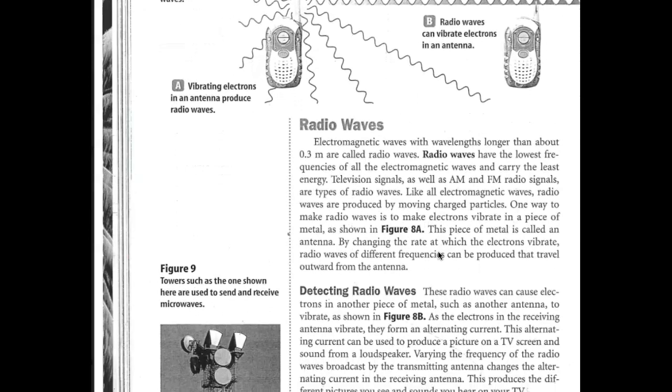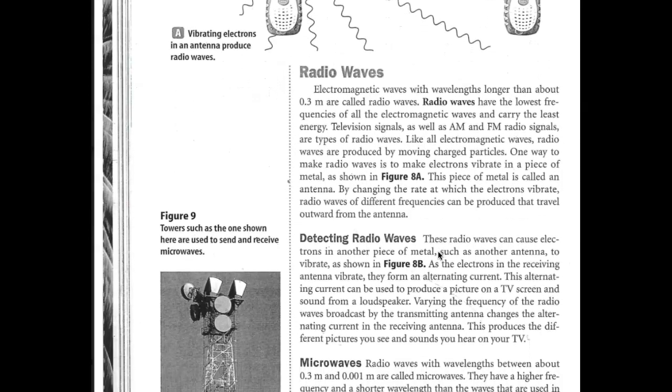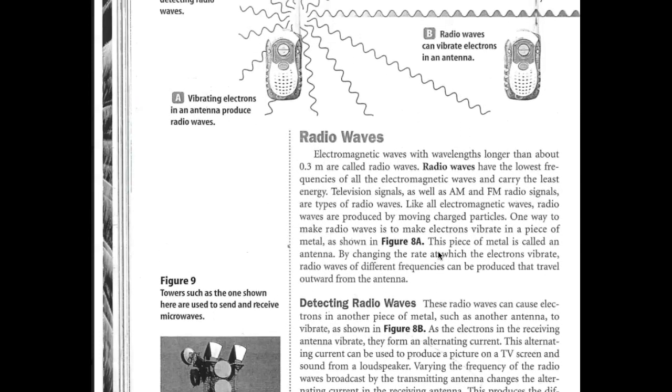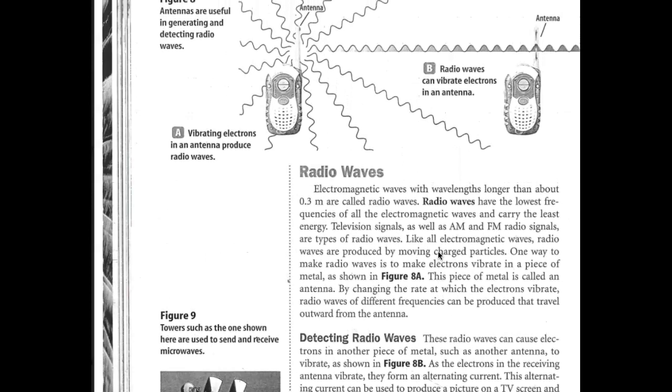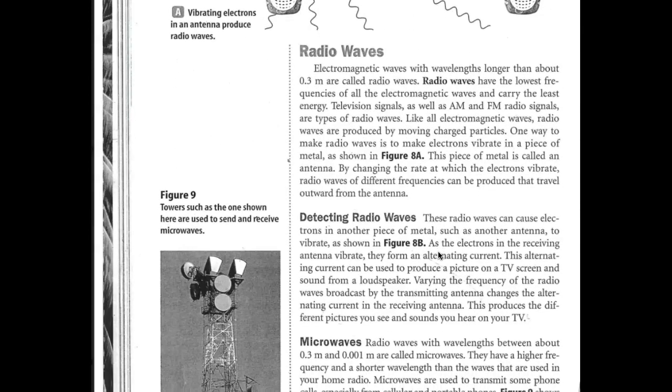One way to make a radio wave is to make electrons vibrate in a piece of metal, as shown in figure 8a. This piece of metal is called an antenna. By changing the rate at which the electrons vibrate, radio waves of different frequencies can be produced that travel outward from the antenna. Detecting radio waves.